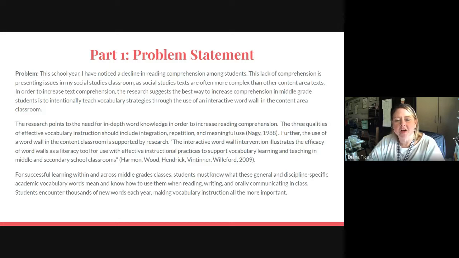Further, the use of a word wall in the content classroom is supported by research. The interactive word wall intervention illustrates the efficacy of word walls as a literacy tool for use with effective instructional practices to support vocabulary learning and teaching in middle and secondary classrooms. So for successful learning within and across middle grade classes, students must know what these general and discipline-specific academic vocabulary words mean and know how to use them when reading, writing, and orally communicating in class. Students encounter thousands of new words each year, and that makes vocabulary instruction all the more important as teachers.